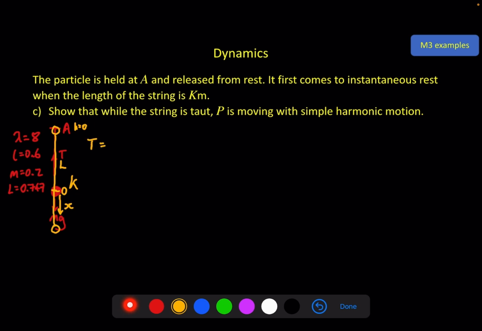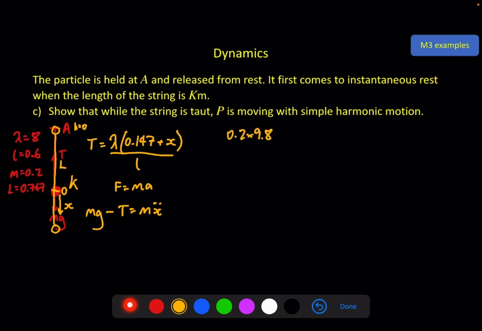So the tension in the string is equal to lambda times the extension, the total extension, 0.147 plus the displacement from O divided by the natural length L. So in our equation F equals ma, we've got mg minus T is equal to m x double dot, and that gives 0.2 times 9.8 minus lambda 8 times (0.147 plus x) over the natural length 0.6 is equal to 0.2 x double dot. And again, we should not be surprised that these two numbers are the same.